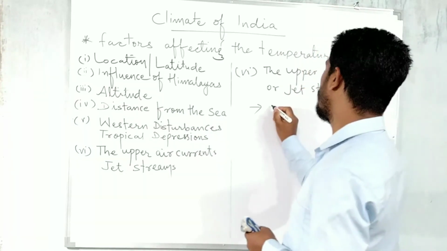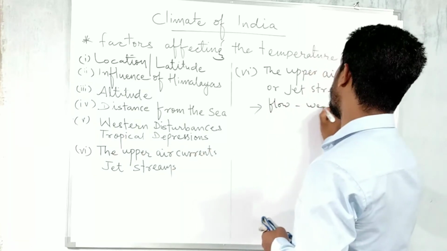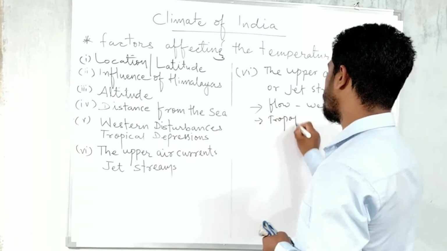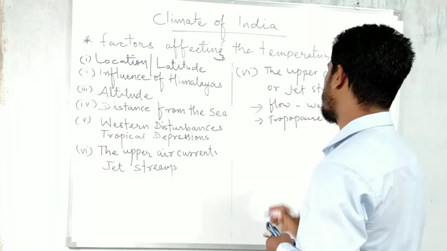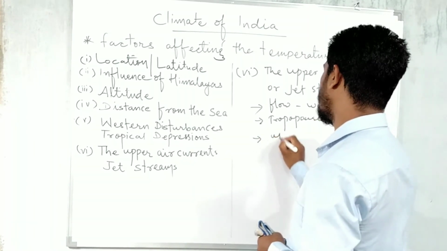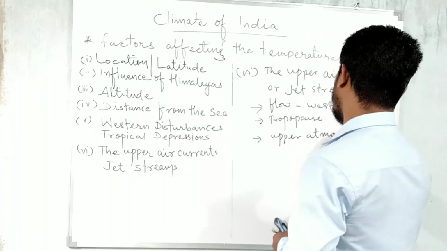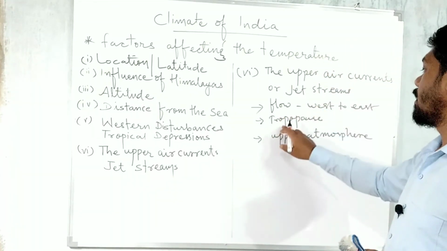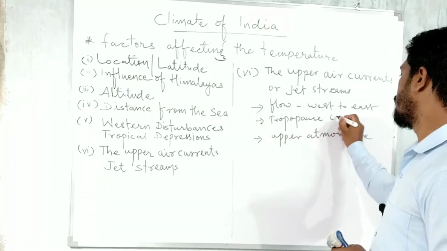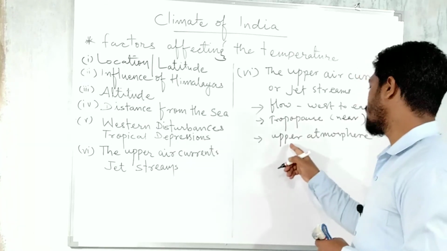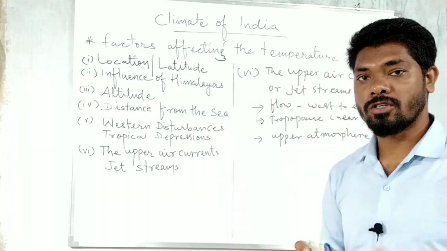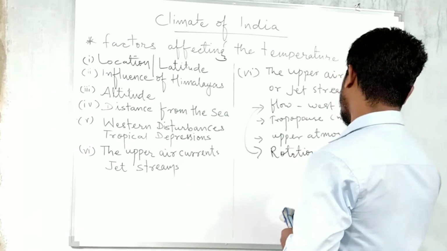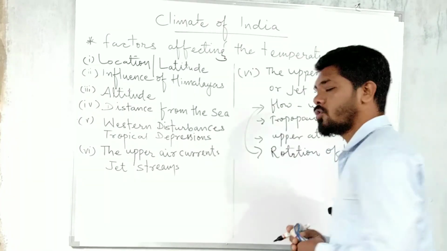So jet stream means they flow west to east nearby the tropopause, in the upper atmosphere. They flow west to east near the tropopause, in particular directions due to the rotation of the earth, right?